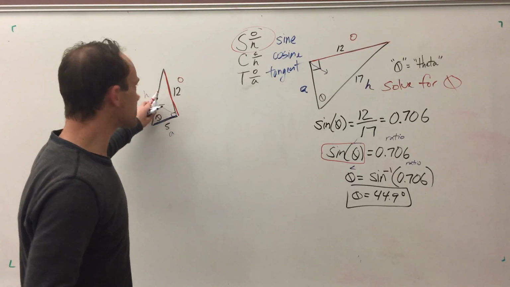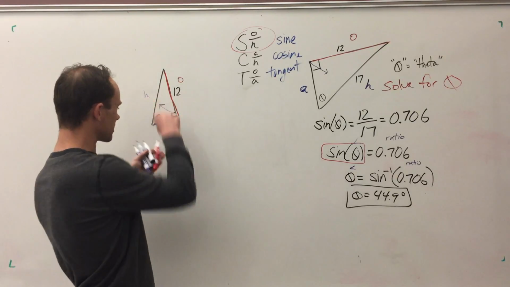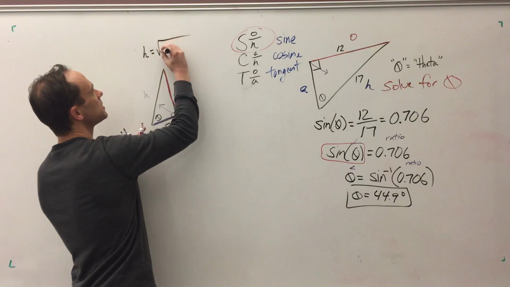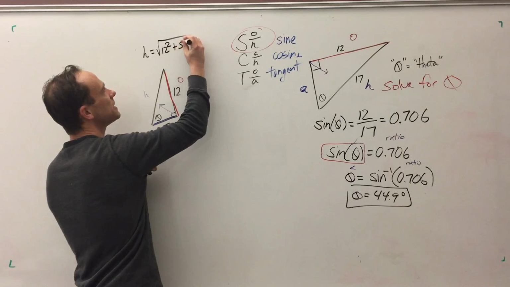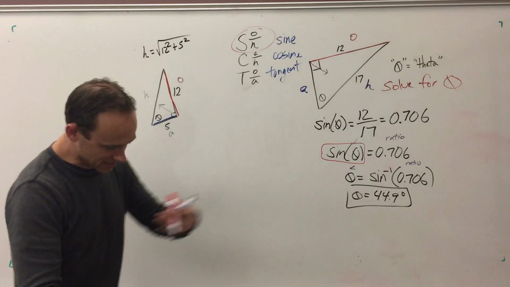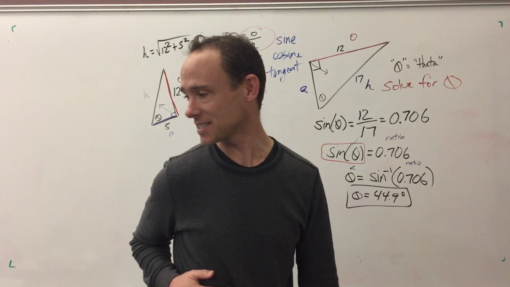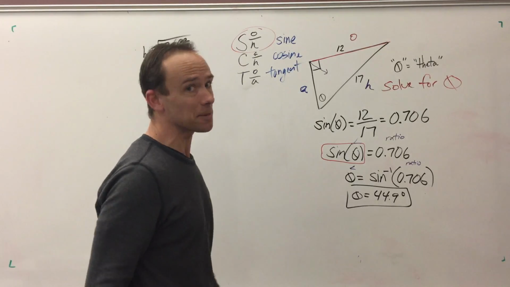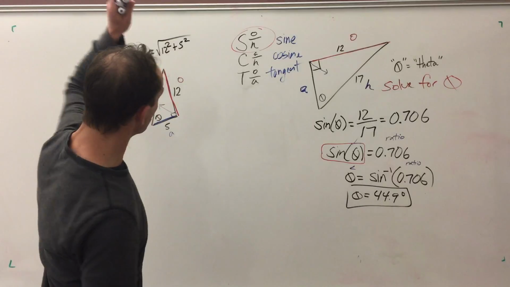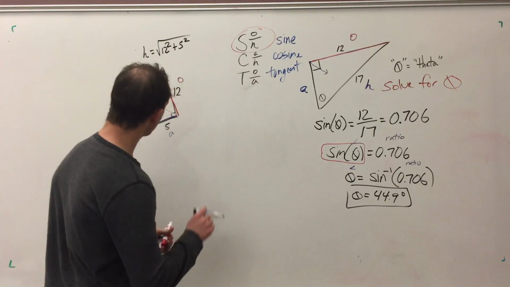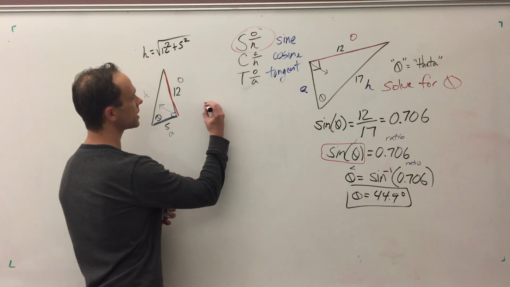Like I said, nothing's stopping me from solving for h. I could just use the Pythagorean theorem. This side over here is going to be the square root of 12 squared plus 5 squared. But that's an extra step, and like I said last time, I'm feeling a little lazy, so I'm not going to take any steps I don't need to take. I'm going to go right to tangent. Tangent's going to give me what I want.